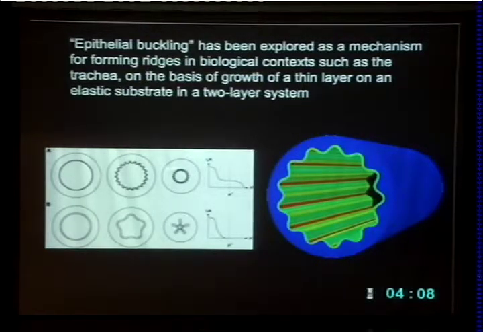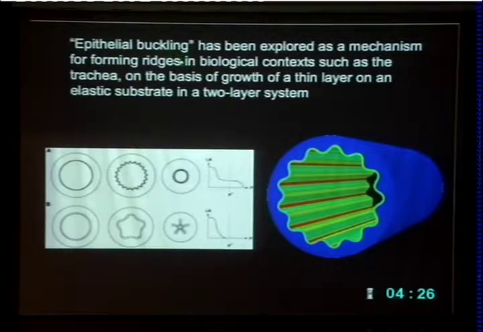And in a normal trachea, you have a very thin epithelium. But what happens in the case of asthma is the epithelium gets thicker. And this turns out to be the cause of the problem with breathing in the case of asthma. And to understand that, you have to understand the process, which has been very well modeled.